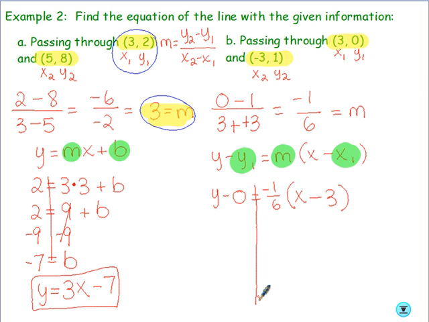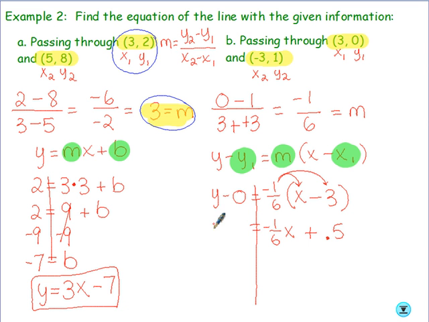No double negatives this time, so we're going to go straight to distributing. Negative 1/6 times x is negative 1/6x. Now be careful here. Negative 1/6 times negative 3. In your calculator, you are typing in negative 1 divided by 6 times negative 3. If you do that correctly, you should get a positive 0.5.